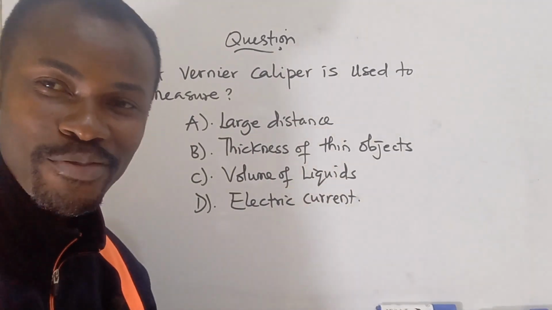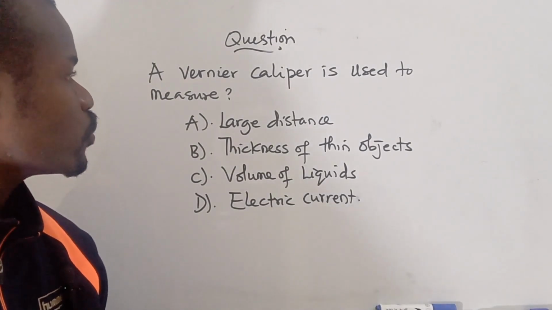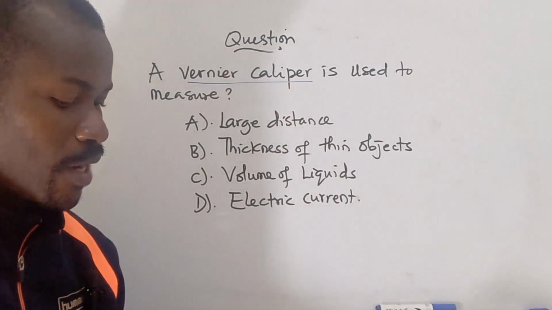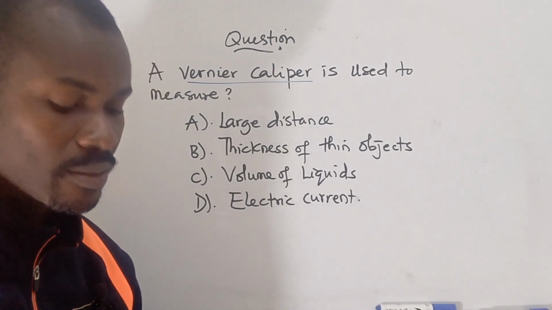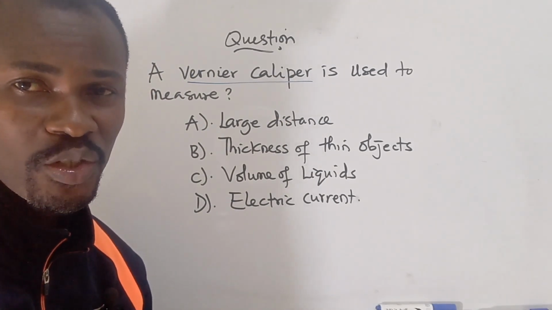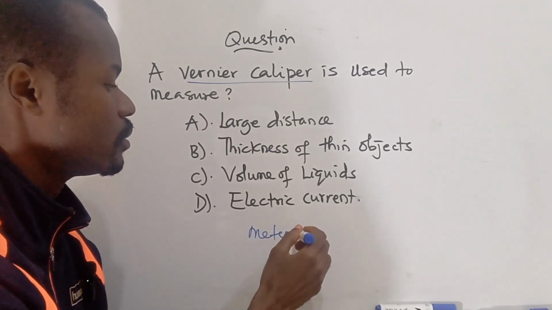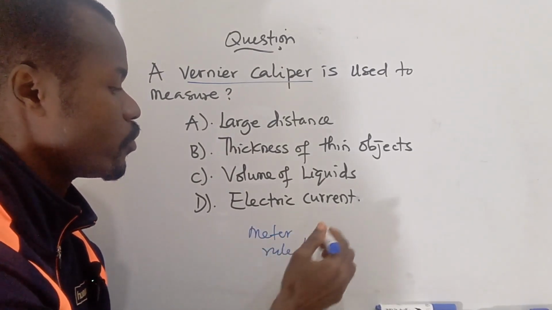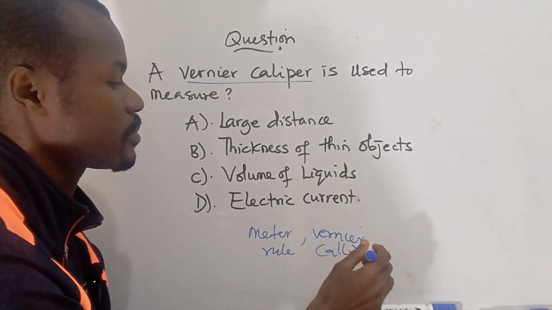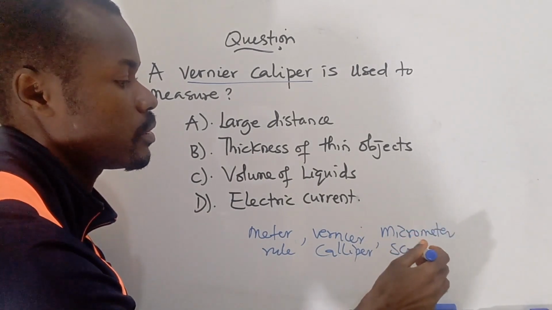Right, here we are in question number 4 in this series. The question says a vernier caliper is used to measure what? So we are looking at vernier caliper. Of course, in physics, we have different instruments of measurement. We have, for instance, instruments for measuring length: our meter rule, the vernier caliper, and the micrometer screw gauge.